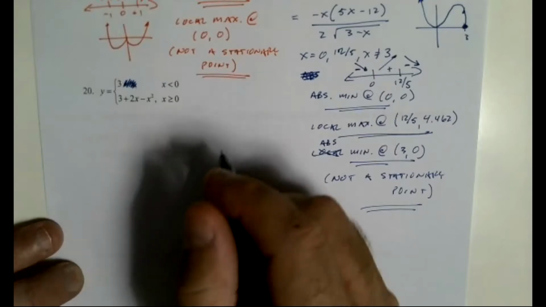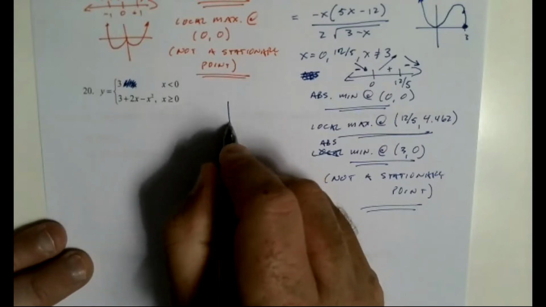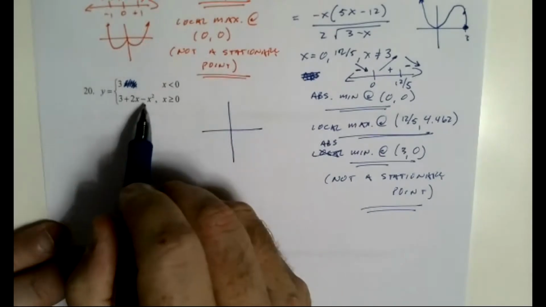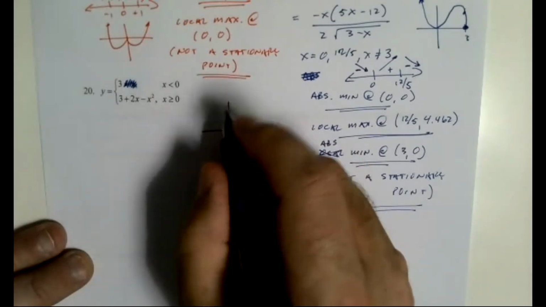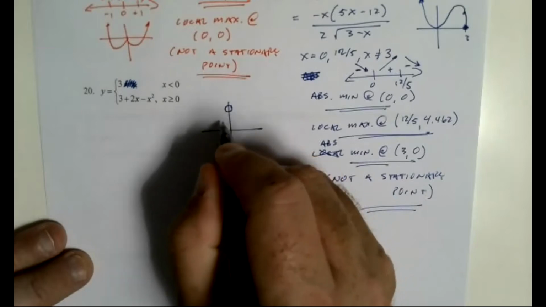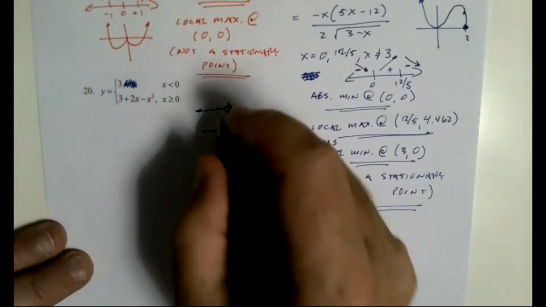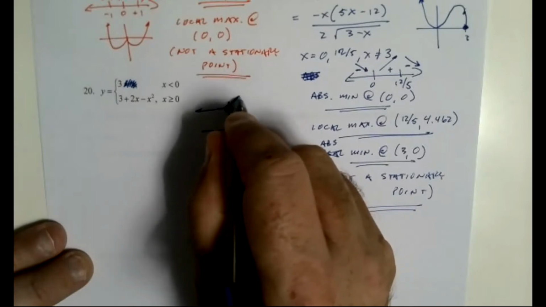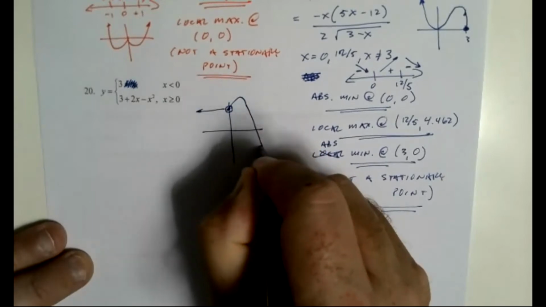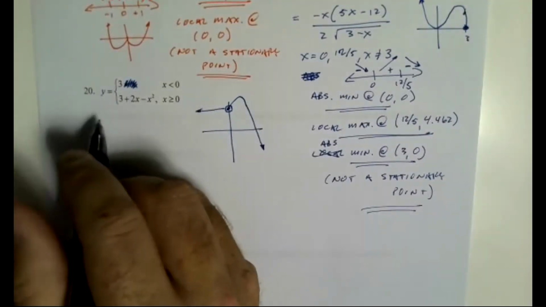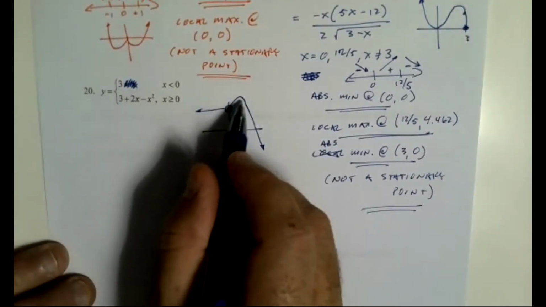Let's run with it, see what we got here. Plug in 0, y equals 3. So y equals 3 when x is less than 0. Goes forever down. Sure, whatever. So looking at this, there's going to be a max here.